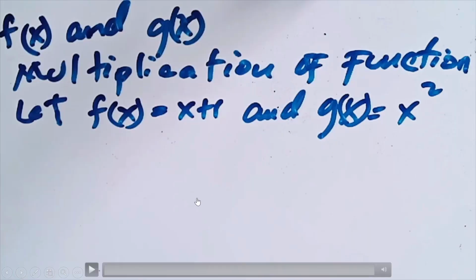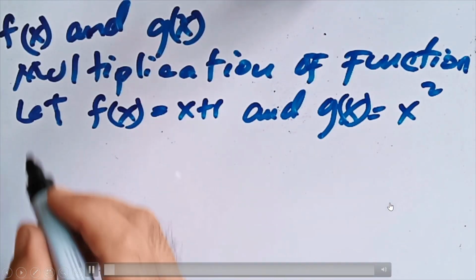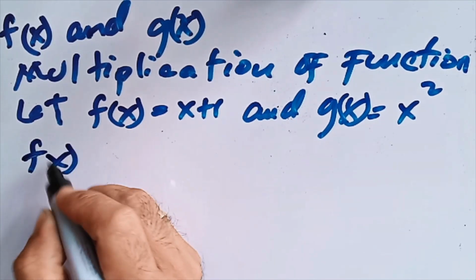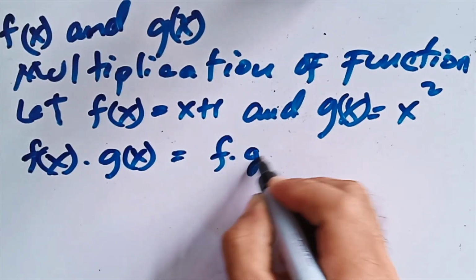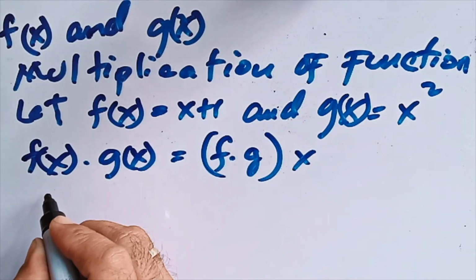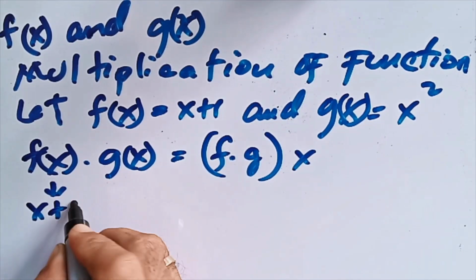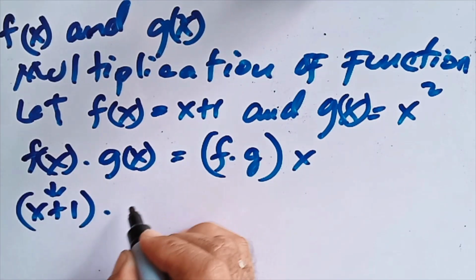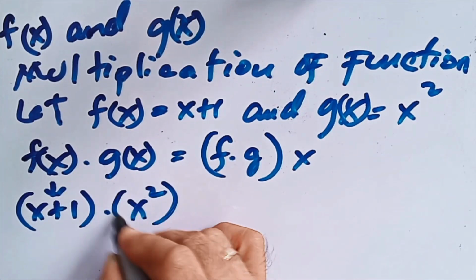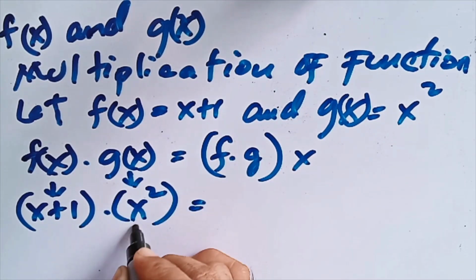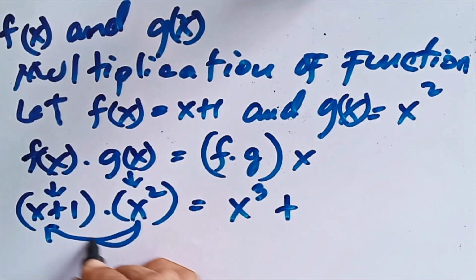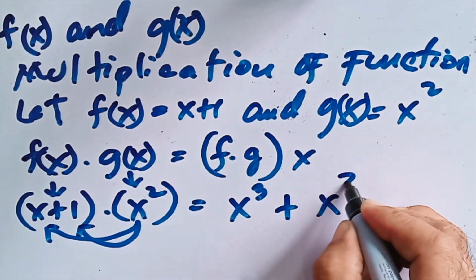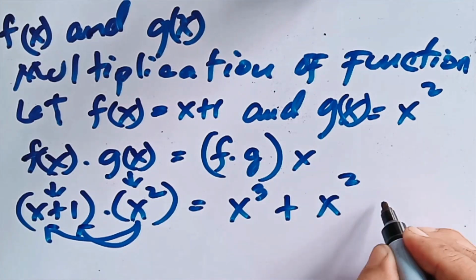Next, using the same values of f of x and g of x, let us try the multiplication of functions. f of x, x plus 1 in a quantity, times x squared. Here, you have to multiply x squared to each term in the quantity of f of x. That will give you x cubed plus x squared. So that's the product of f of x times g of x.